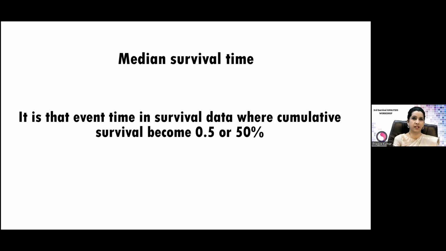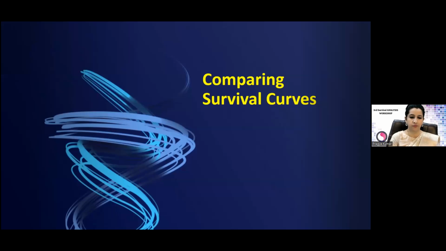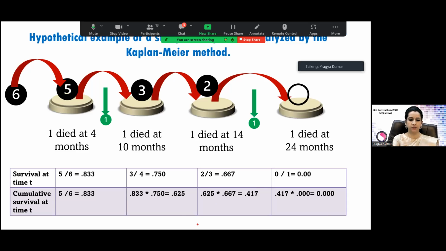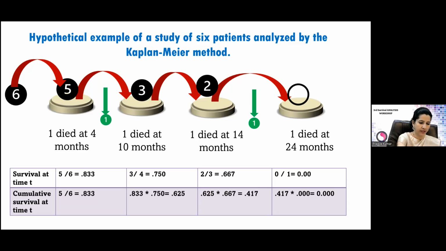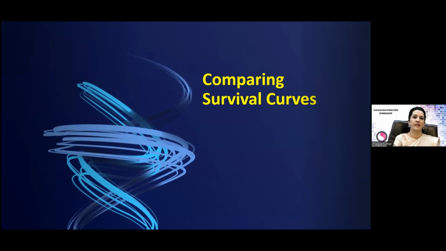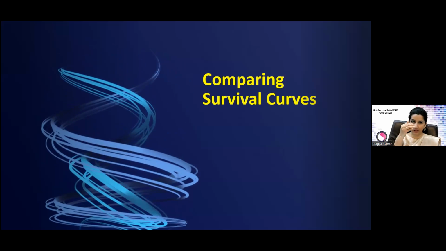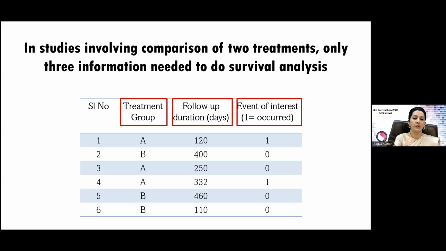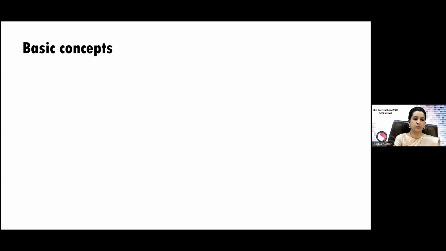So it is the event time where the cumulative survival becomes 0.5 or 50%. This is the cumulative survival, which we have seen here. When the cumulative survival becomes 0.5, many times it will not be exactly 0.5. There can be a possibility that you have to define it as maybe just lesser than 50%, because exact 0.5 you may not get in the graph. So this is the median survival time.